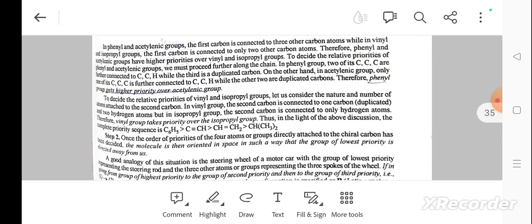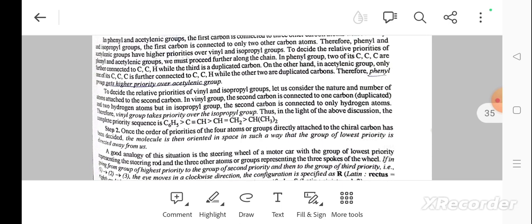In the phenyl group, two of the three carbons are further connected to (C,C,H), while the third is a duplicated carbon. On the other hand, in the acetylenic group, only one of the carbons is further connected to (C,C,H), while the other two are duplicated carbons. Therefore, the phenyl group gets higher priority over the acetylenic group.